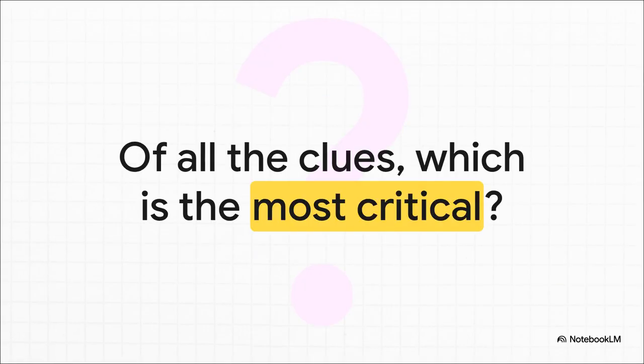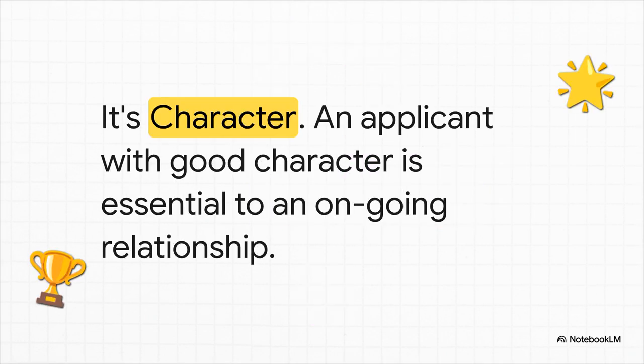Okay, so we've run through all 5 clues: capital, capacity, character, conditions, and collateral. They're all pieces of the puzzle for sure. But if you had to pick just one, which one do you think is the most critical piece of evidence in your entire investigation? Yep, it's character.